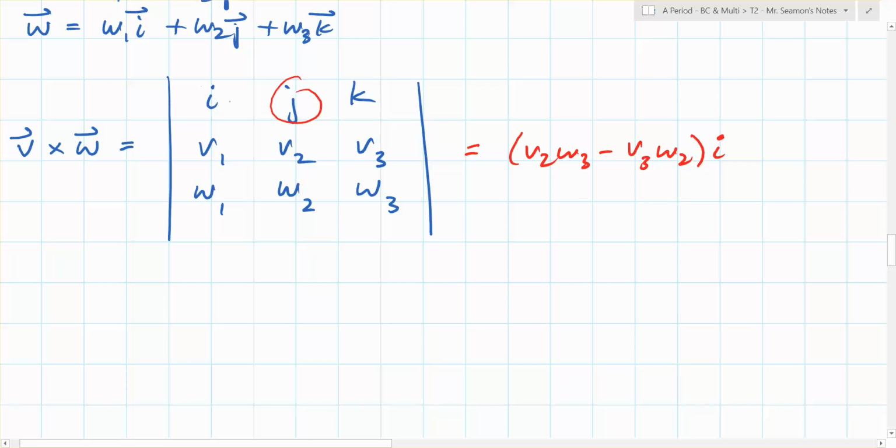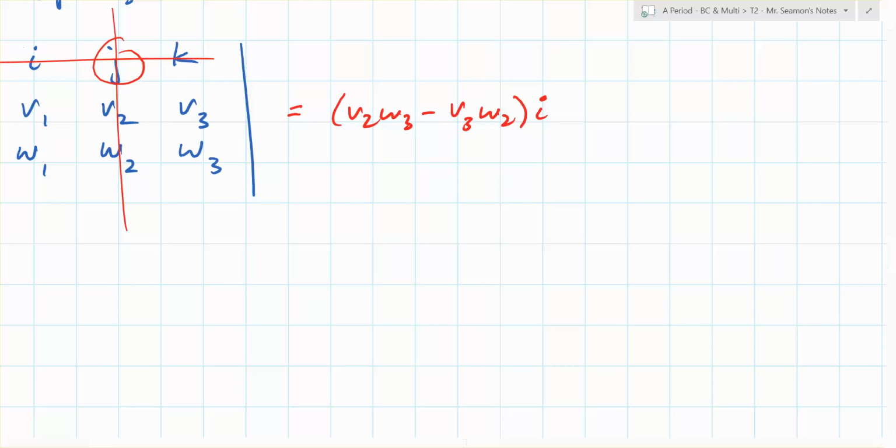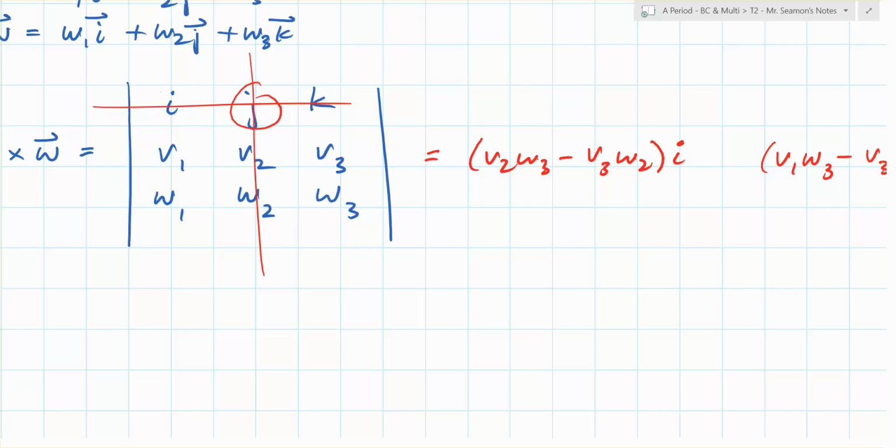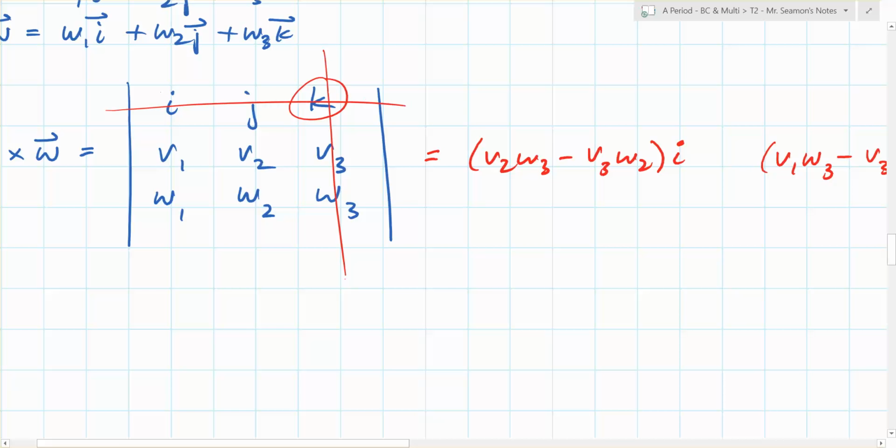You want to do the j once you cross these out, right? What's the thing that's left? V1W3 minus what? V3W1, and what does that get multiplied by? j. You with me so far? So then let's do the last one right here. It's a repetitive process. This one you nuke those, right? I'll write it down below. This is going to be V1W2 minus what?